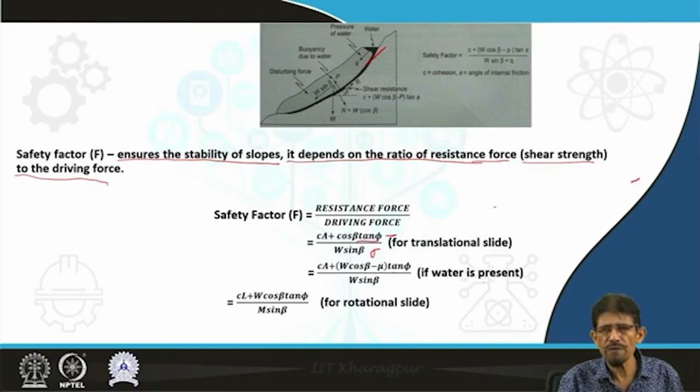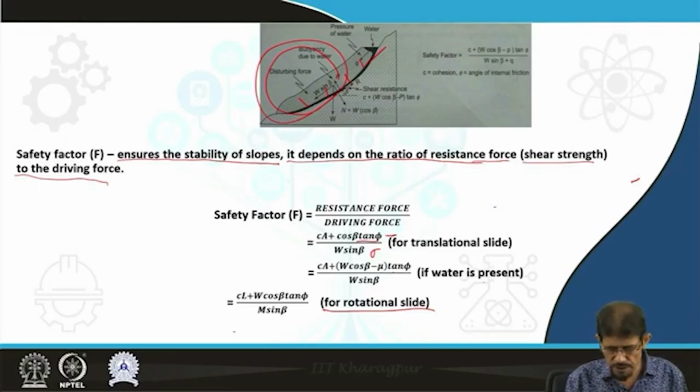and enhanced upward acting force, which is going to upthrust this zone, and the effective resultant force is working downwards and is going to accelerate. If this rotational type whole mass is going to rotate like a ball, then in such a situation, the shear resistance has no business with this area but with this length. So in place of A we multiply this L: CL plus W cos beta tan phi by this mass M sin beta for a rotational slide.